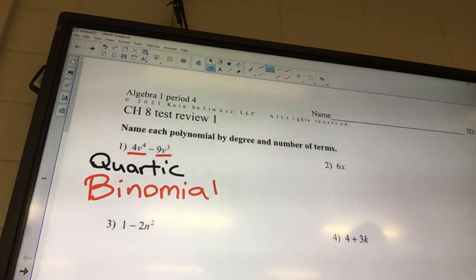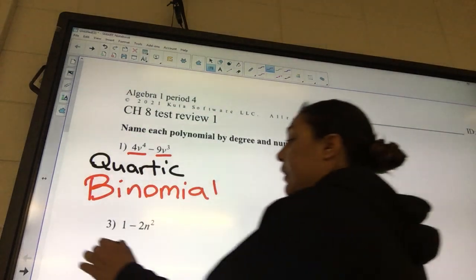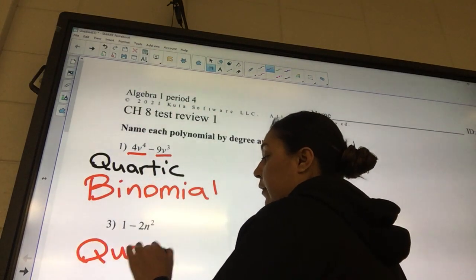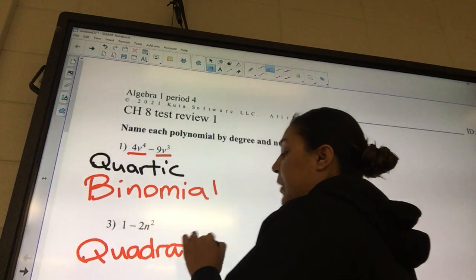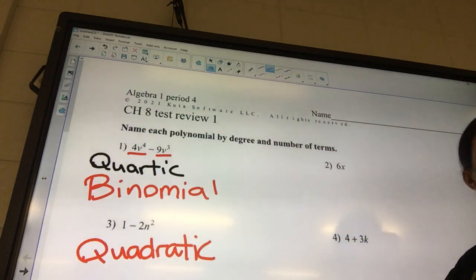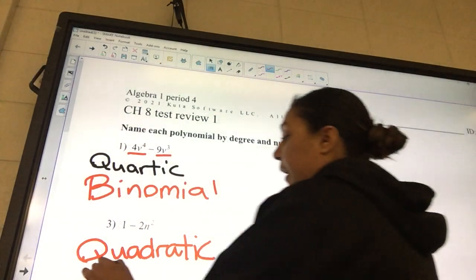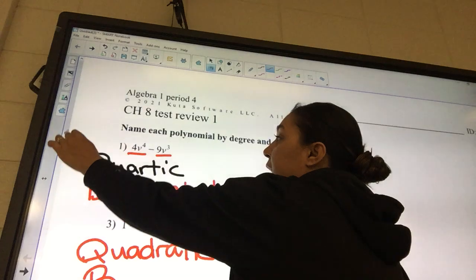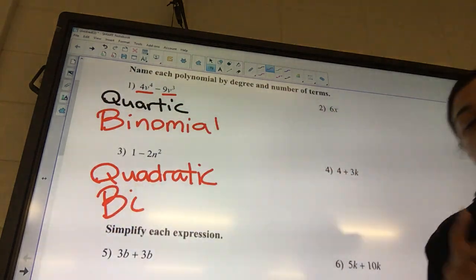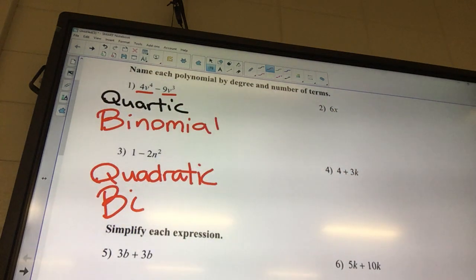So if you look at number 3, what is the highest exponent? 2, so it's going to be quadratic. And then how many pieces is there? 2, so it's going to be binomial. Okay, and for some of these like bi, tri, mono, you can subscript them, so just write bi.